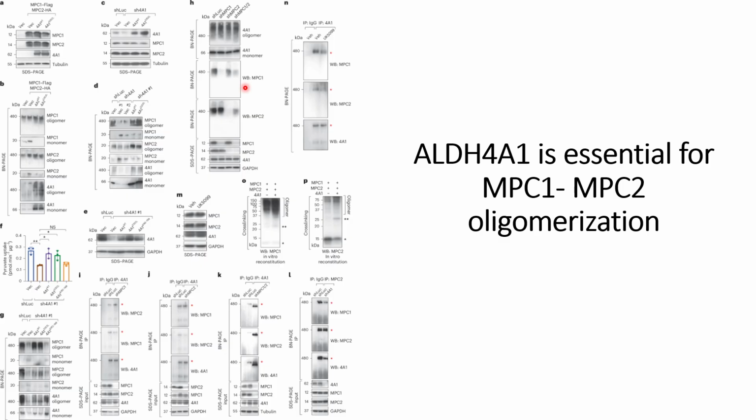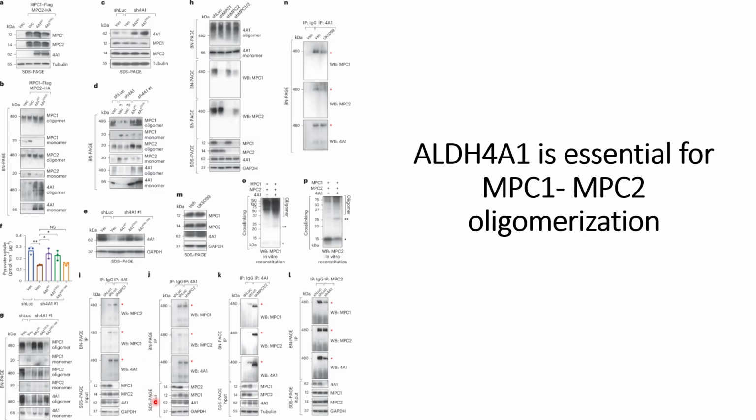And when they extracted, they were also able to see that in the case where MPC2 is knocked down, they see complex formations for MPC1 and ALDH4A1, and in the case where MPC1 is knocked down, they see a complex formation of MPC2 and ALDH4A1. In the case where MPC2 is knocked down, they see complex formations of ALDH4A1 and MPC1, and vice versa in the case where MPC1 is knocked down.